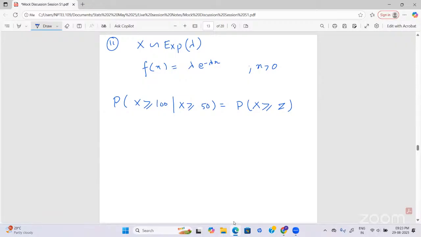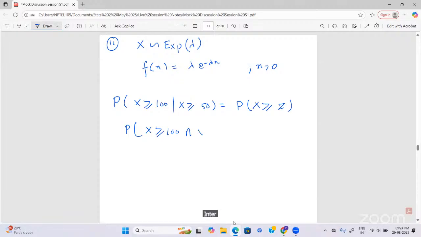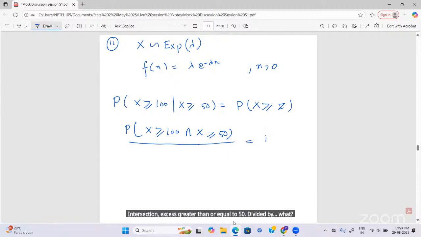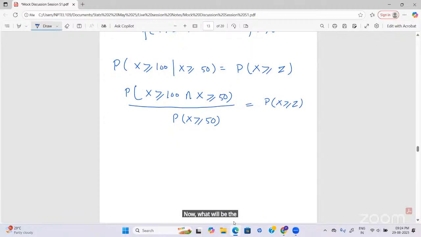So first of all, we have to write the conditional formula, right? So it will be X greater than or equal to 100 intersection X greater than or equal to 50, divided by what? What will come in the denominator? Probability of X greater than or equal to 50. Now what will be the intersection of these two?